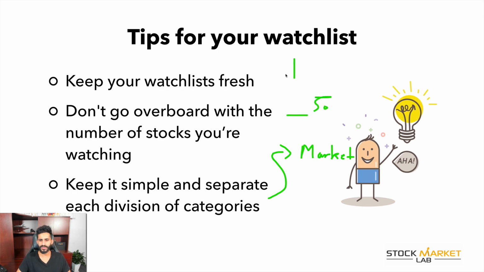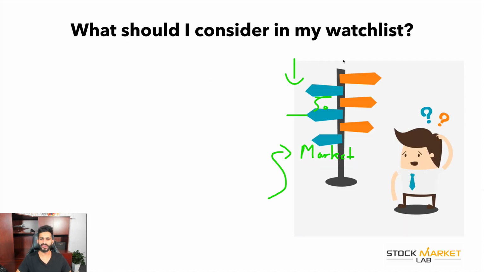Maybe the biggest watch list I have is my main watch list, which probably has over 20 stocks. But beyond that, every other watch list is compact and very focused on that section or those categories. Now, what should I consider in my watch list?